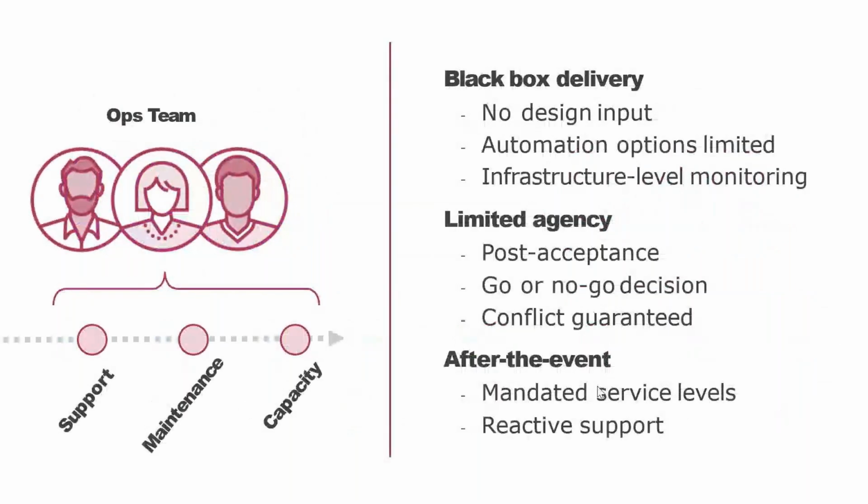So here are some characteristics of the ops team, which is involved in support, maintenance, and capacity planning. Black box delivery, that means whatever the ops team does, there is no design input. Very limited options for automation. Infrastructure level monitoring. If you have an error, then you do the post acceptance and work on it. Go and no-go decisions. Conflict is guaranteed with the engineering team. After the events, mandated service level and reactive support, that means something happens and then you take care of it. So these are some of the traits of the ops team.